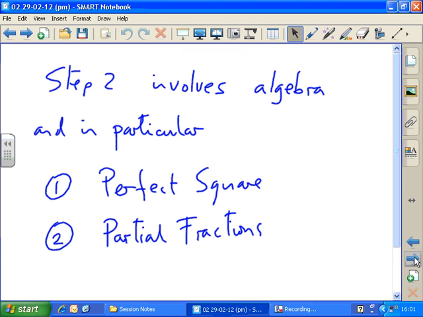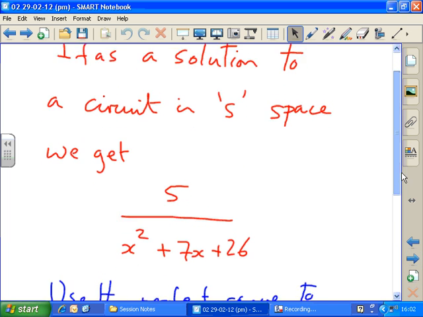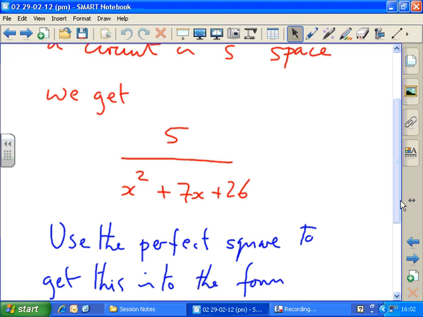Step 2 involves algebra, and we looked last week at the perfect square. We will be looking at the use of partial fractions in this too. So if a solution to a circuit in S-space, and we'll talk about how this can arise, if we get this as a solution, and if you've got your handout handy, did you get one of these? Yep. And turn to page 5 for those Laplace transforms that you had.